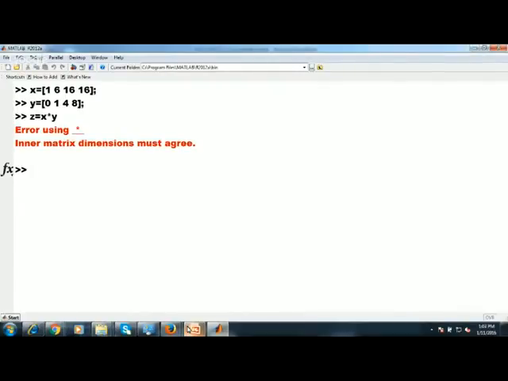If I give a dot operator, dot star, which is again another operator, then what it will do is sample to sample multiplication. 1 will be multiplied with 0, 6 will be multiplied with 1, 16 with 4 and 16 with 8. But this is not the way you require in polynomials.